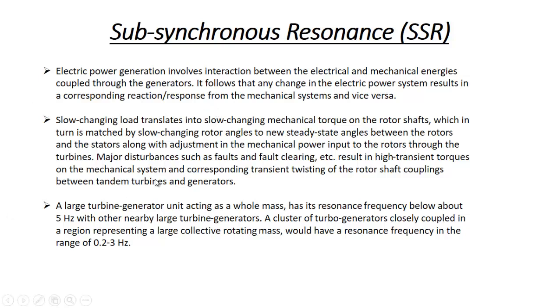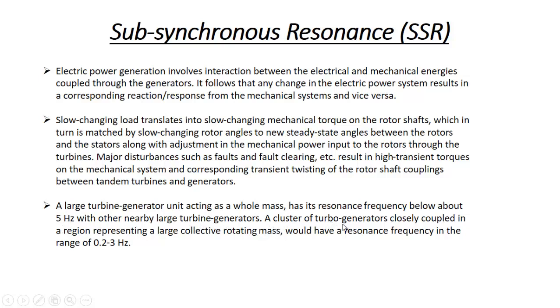Now, an important thing that we need to remember and understand: a large turbine generator unit acts as a whole mass, and has its resonant frequency below about 5 Hz. We can say it may be around 3 to 5 Hz with other nearby large turbine generators. So they may resonate with other large turbine generators at this frequency. So this is actually the mechanical frequency. This is not the electrical frequency.